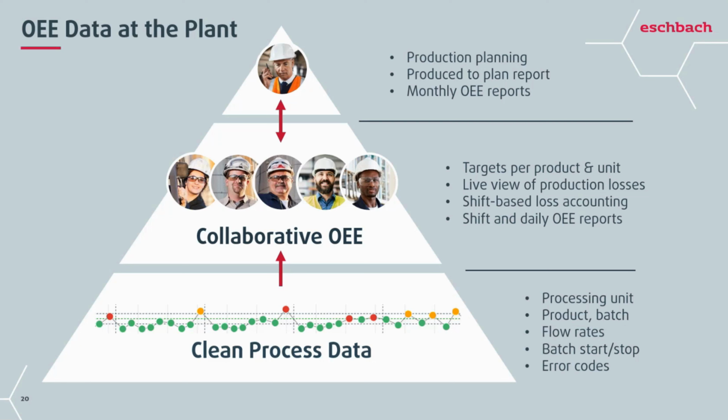So that's typically where your historian sits, like your AVEVA PI system or your Aspen IP21, or we will see more AWS Timestream and other solutions in the future, where you typically have your units, like your product, your batch, your flow rates, your batch start-stop information, maybe your error codes if you have that. That's what we call clean process data.